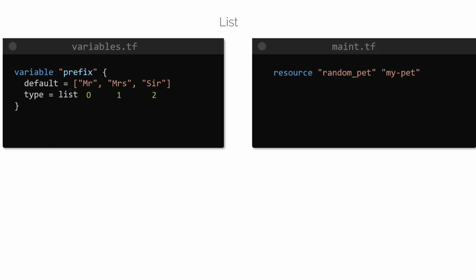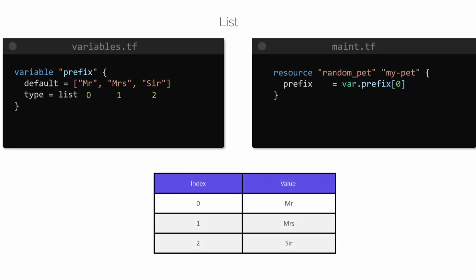These variables can be accessed within a configuration file like this, with the index specified within square brackets. Hence, the expression var.prefix with index 0 uses the value Mr. var.prefix with the index 1 uses the value Mrs. And with index 2, it uses the value of Sir. Next, let us look at the type called map. A map is data represented in the format of key-value pairs.